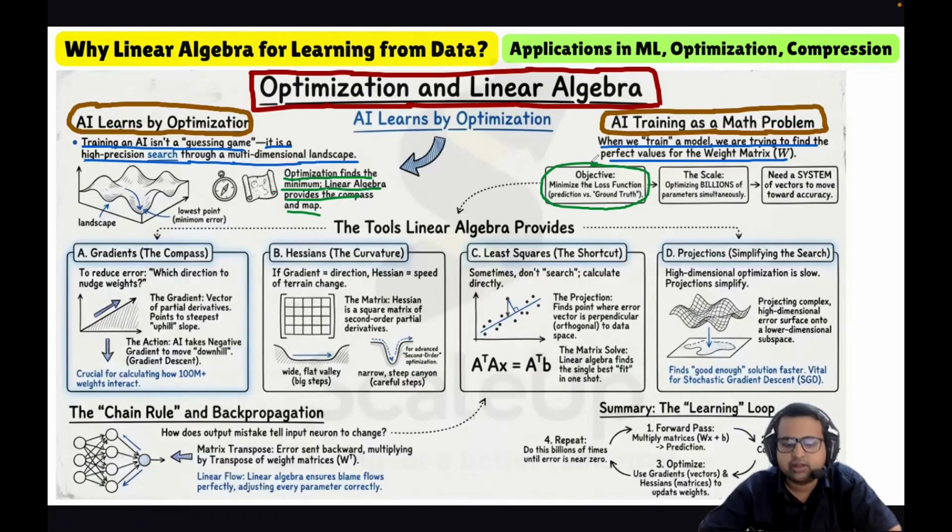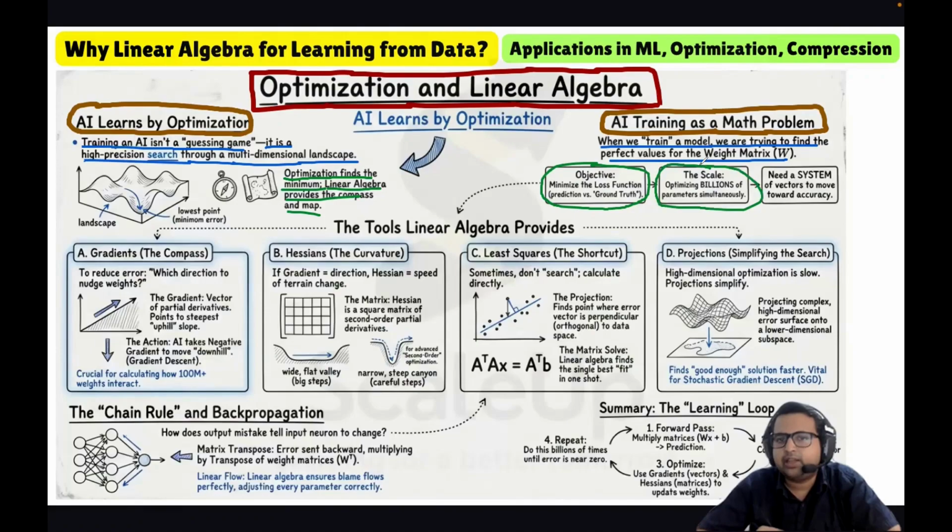Loss function is basically the mathematical difference between what the AI predicted and the ground truth. The mathematical difference between the prediction and the ground truth is the loss function. And our goal is to minimize the loss function. That is the objective.